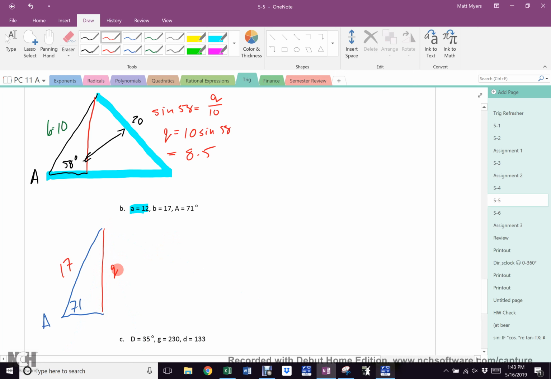Now, you're intelligent young people. So what am I doing here without even thinking about it? 17 sine 71 equals Q. What's Q? Or remember in your textbook, what letter will this be? H. 16.1. All right, so 16.1 is how much space I have to work with here.